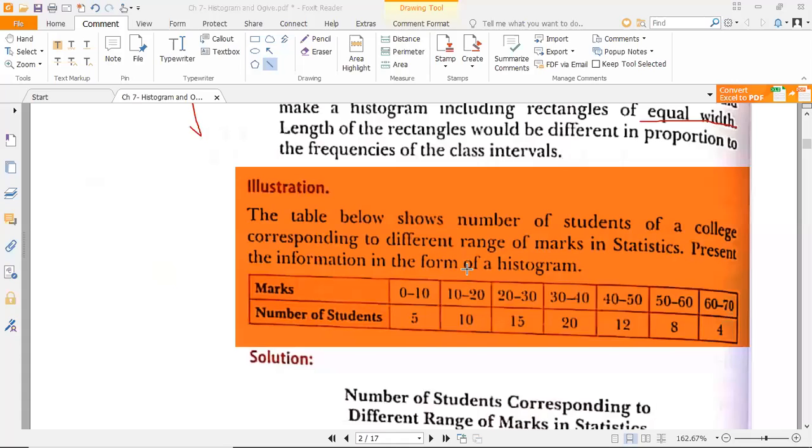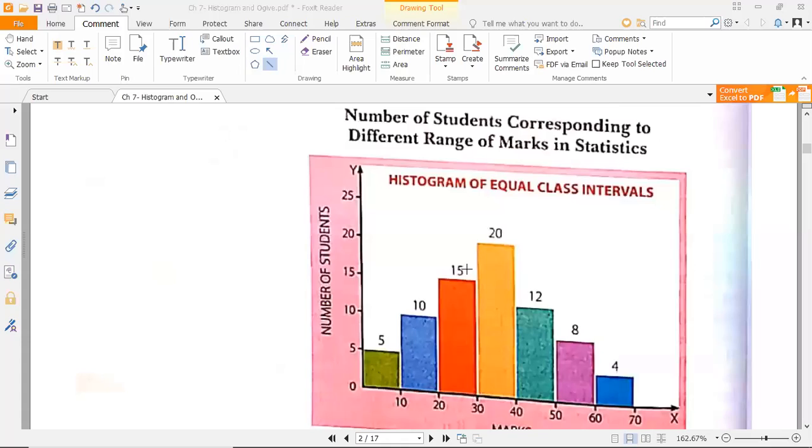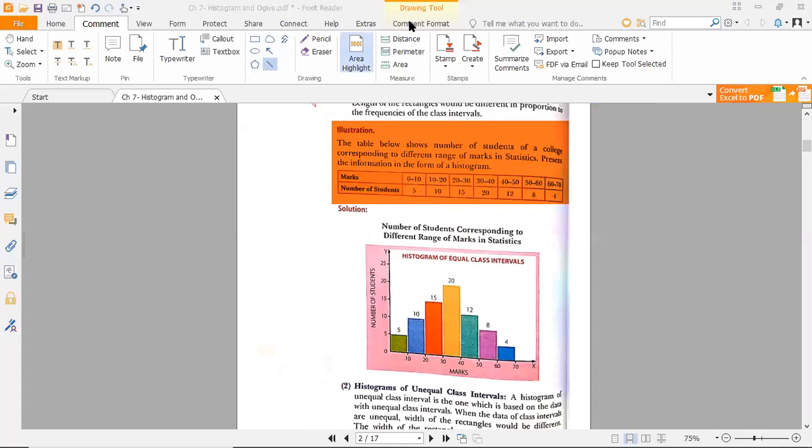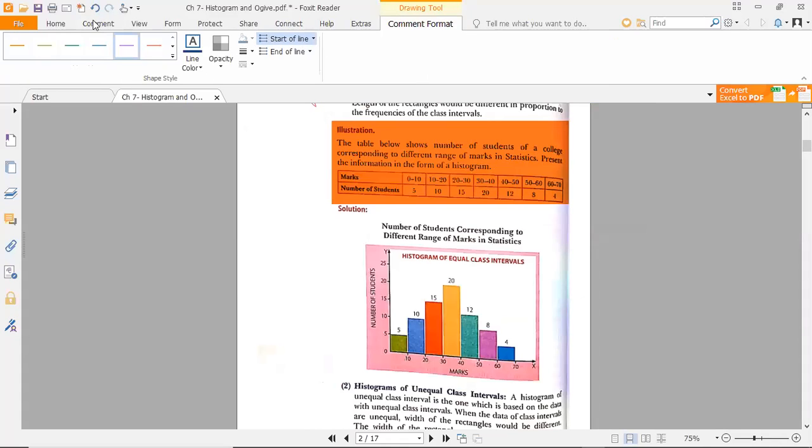Let's see the solution now. The question was there, the marks and the number of students. This is how the diagram would look like.